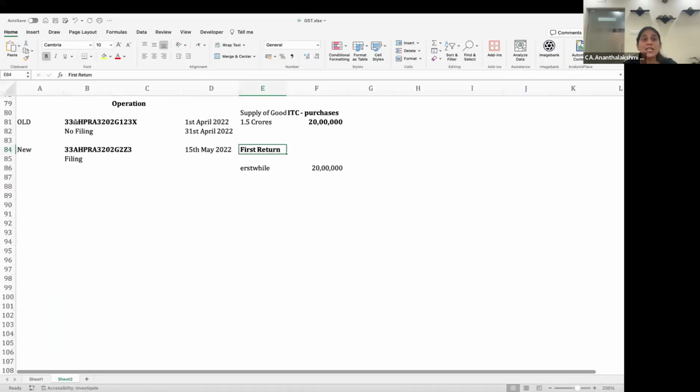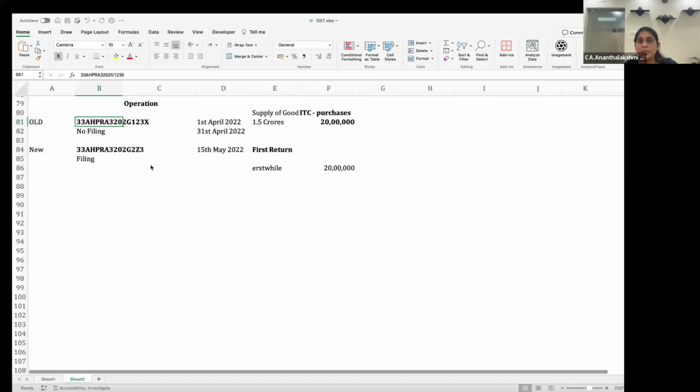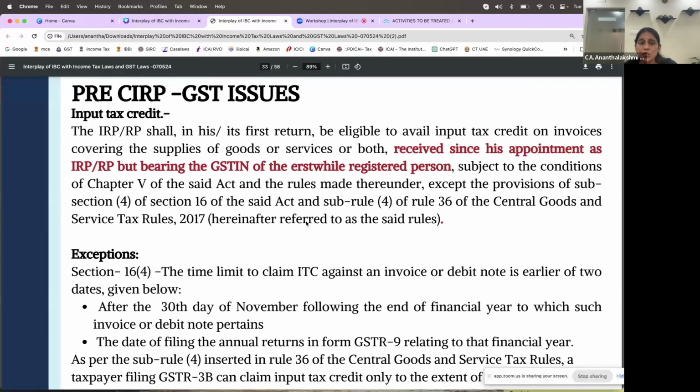As I said earlier, this is the erstwhile registered number, subject to the conditions. Here, GST has multiple conditions to avail ITC. Section 16 talks about the ITC conditions, and more specifically 16(2). They say subject to the conditions, but they are giving exceptions to two provisions: one is 16(4) and the other is Rule 36(4).